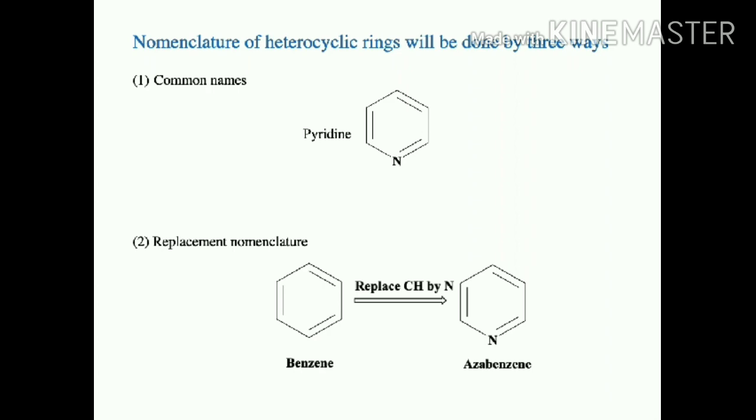So if you come to the nomenclature of heterocyclic rings, it will be done in three ways. One is common names. A six-membered heterocycle with nitrogen is commonly called pyridine. So that is one type of nomenclature. The second type is replacement nomenclature. Suppose we take benzene and replace the CH by nitrogen, then the name given for the new compound is azabenzene. So that is replacement nomenclature.